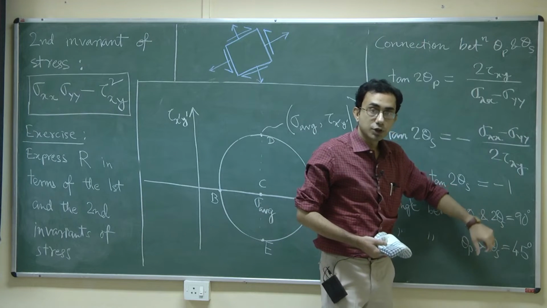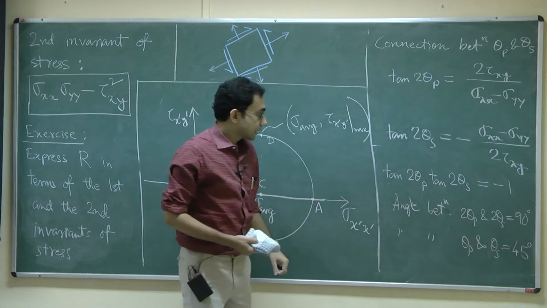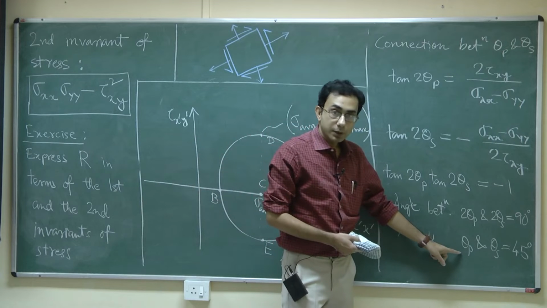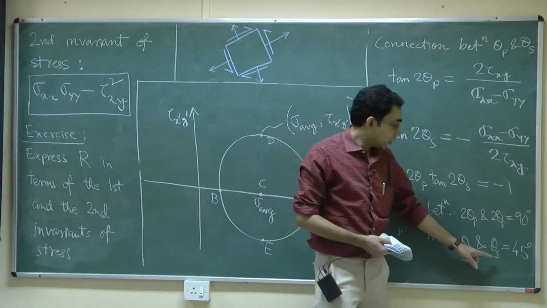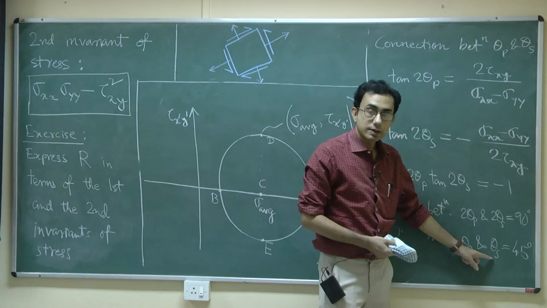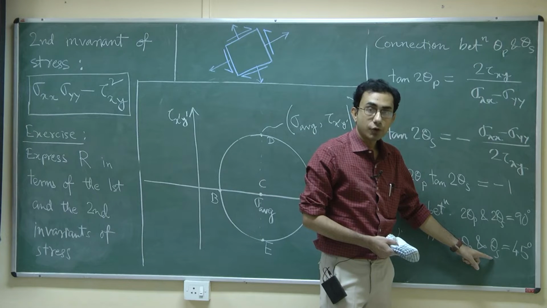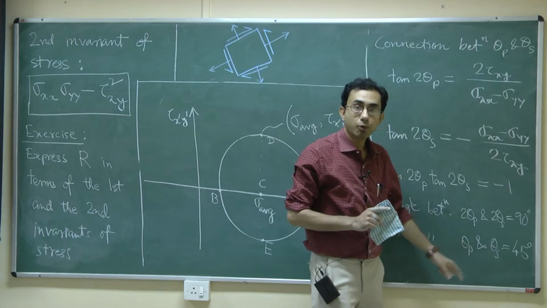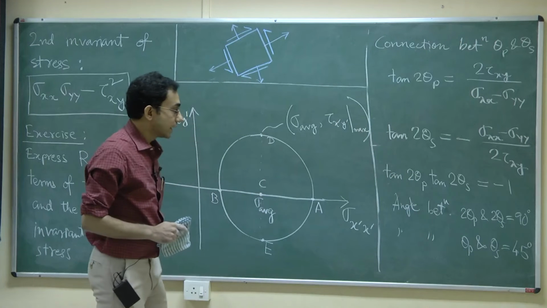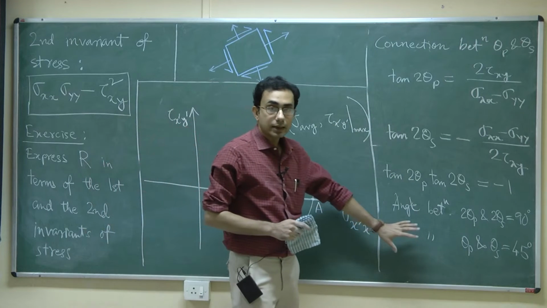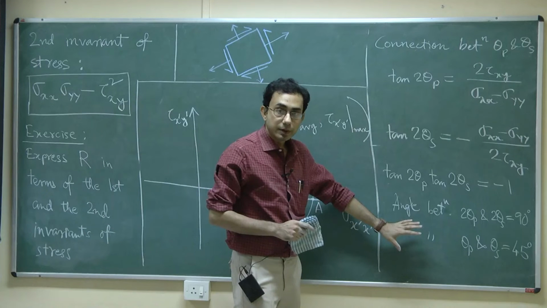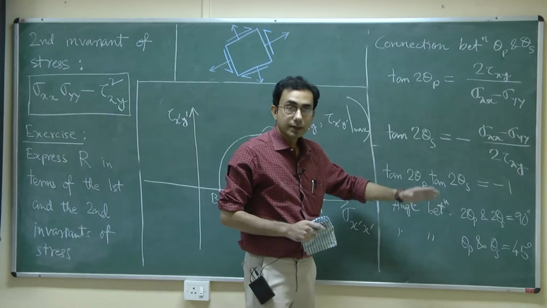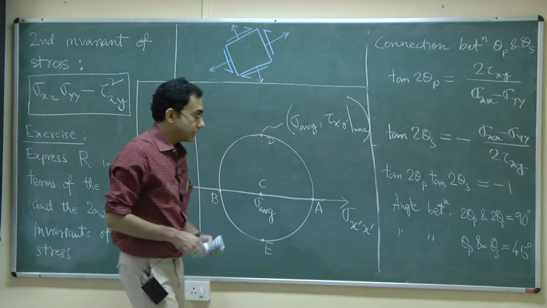So what is the conclusion from here? Conclusion is that the plane on which we obtain the principal stresses and the plane on which we obtain the maximum shear stresses, they are tilted to each other by 45 degrees. It is not equal to 90 degrees. It is a major point of mistake that is made by many students. So I repeat that the angle of the plane on which the principal stresses appear and the angle of the plane on which the maximum shear stresses appear, the difference between those angles is 45 degrees.